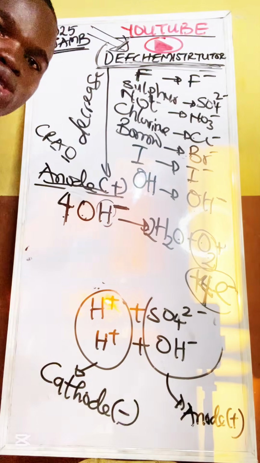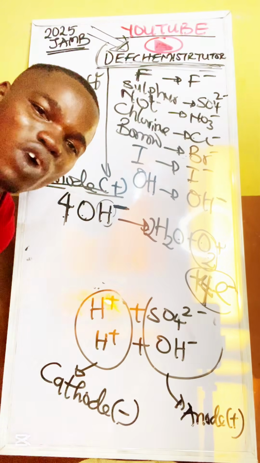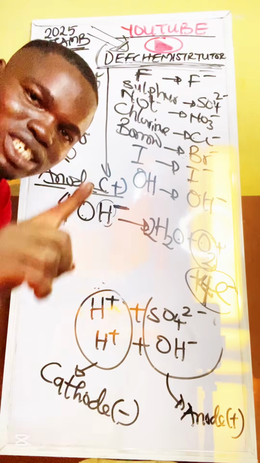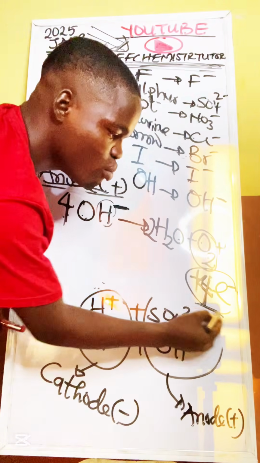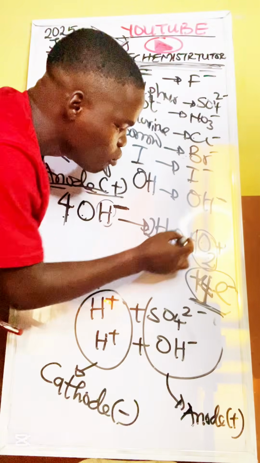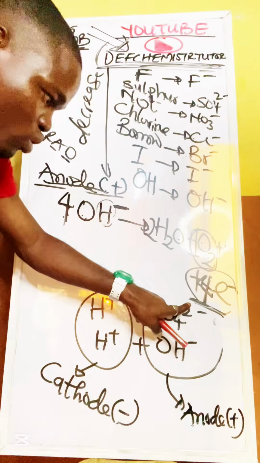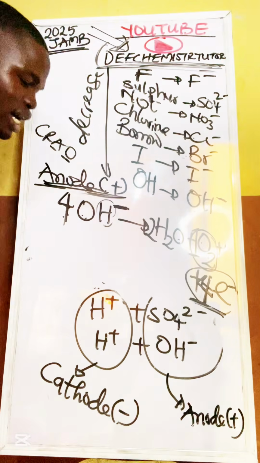And another question that you must know is, how many moles of electron is required to discharge 1 mole of oxygen? It's a JAMB question. Can you see? 4 moles. Because this is 1 mole of oxygen, right? 4 moles is required to discharge 1 mole of oxygen. So that's another JAMB question. So this is what will happen at the anode.